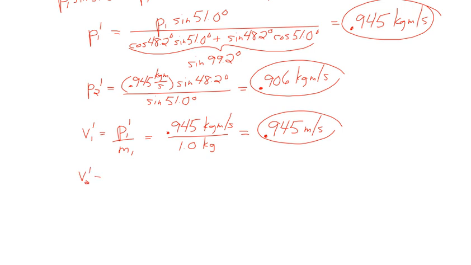Velocity 2 is going to be P2 prime divided by M2. So it's going to be 0.906 divided by 1.5 kilograms. And that's going to be what? 0.6 something? 1.5. What'd you say, 0.604? Yeah.